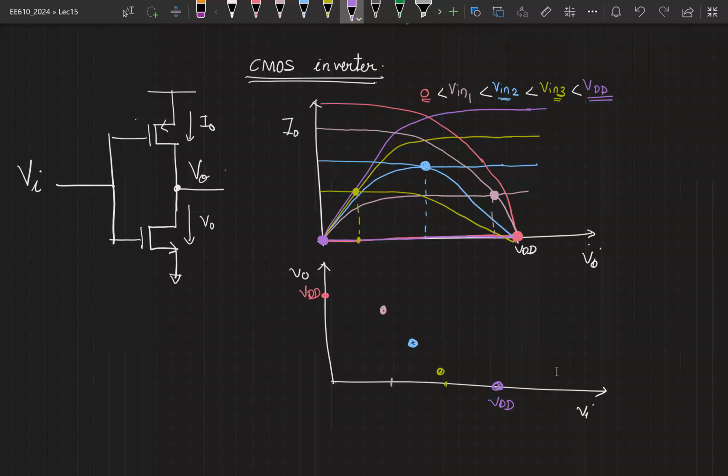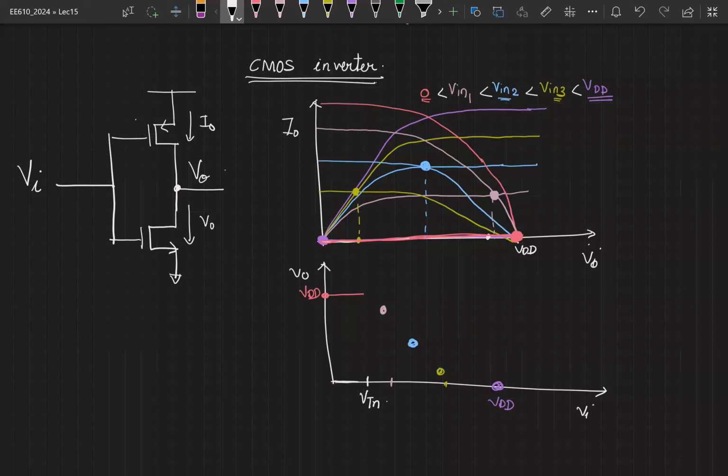Now for values of Vin between 0 and Vtn, what comment can you make? How does the NMOS characteristic look? For Vin equal to 0, we said the NMOS characteristic was here, right? If the value was lesser than Vtn, the NMOS characteristic is not going to shift. It is still going to be there because it is not on, current is 0, right? Therefore, all of the intersection points are still going to be here, right? Which means your output is going to be at VDD till the value Vtn, right?